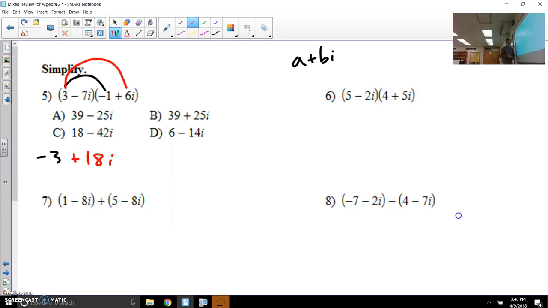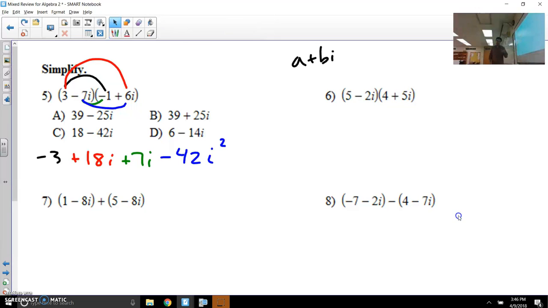18i. We're then going to multiply the -7i to both parts, and really it's negative, so -7i times -1, that's a positive 7i. And then our very last part is -7i times positive 6i. So there's two things here. -7 times 6 is -42, but now you have i times i, and that is i squared.